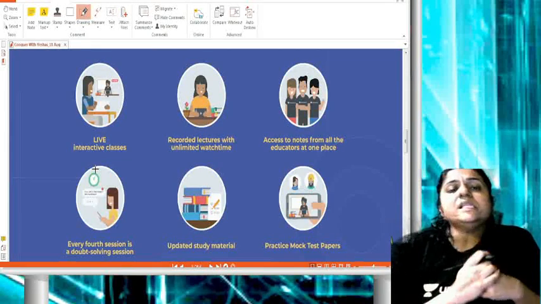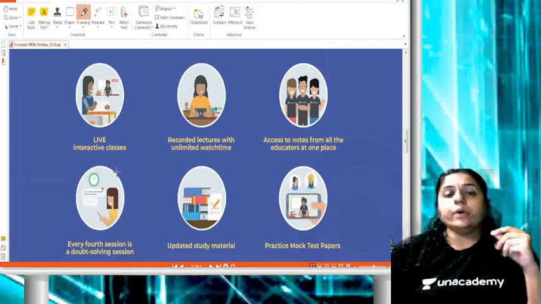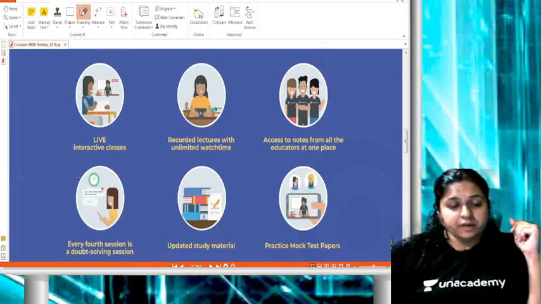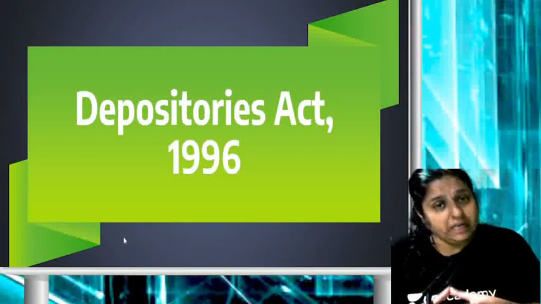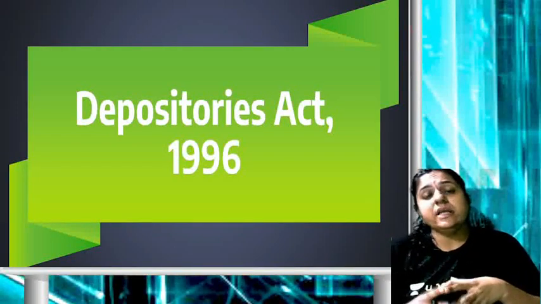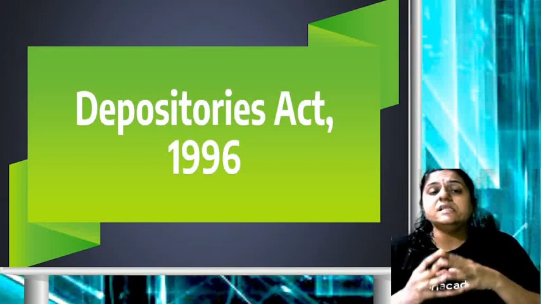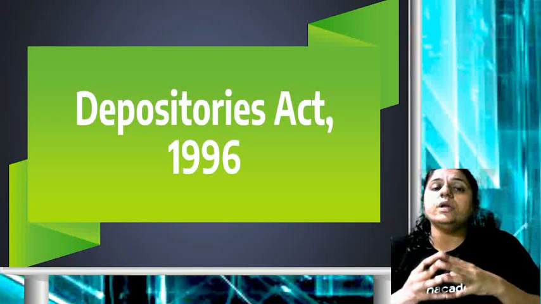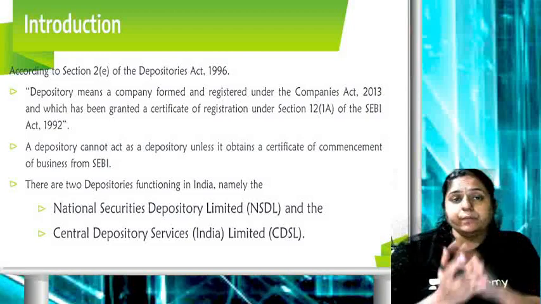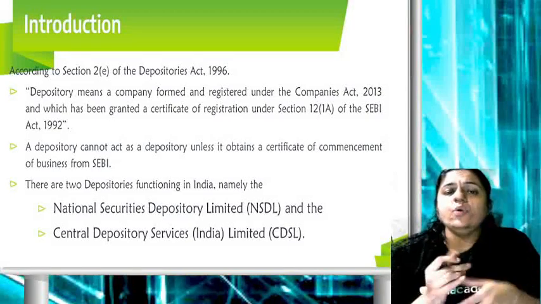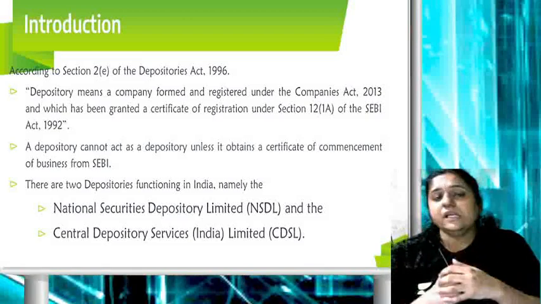Okay, now let's start with the topic of dematerialization. Before I do the process of dematerialization, you should know how many depositories are there in India. There are two depositories in India. One is NSDL and one is CDSL. NSDL is National Securities Depository Limited and CDSL is Central Depository Services Limited. So this slide just tells you how many depositories there are.